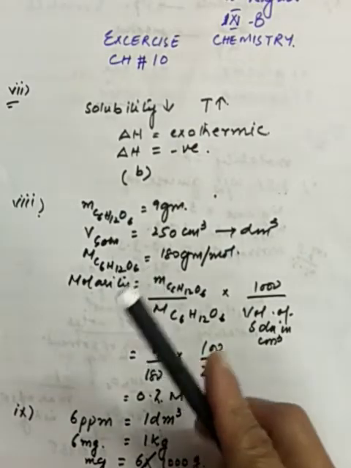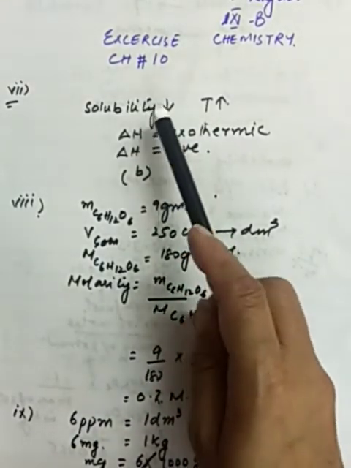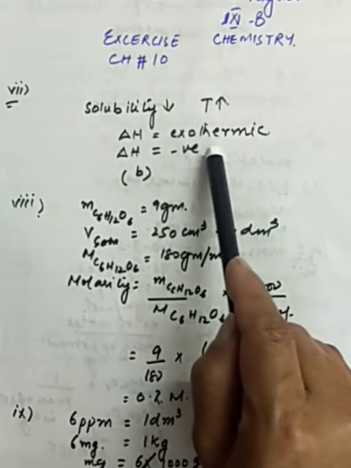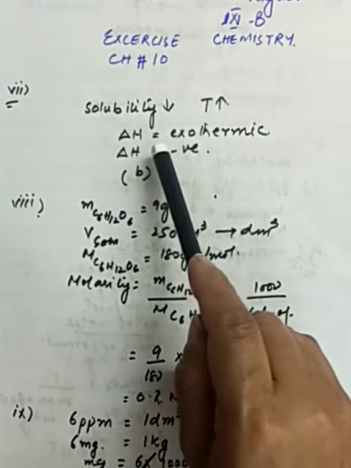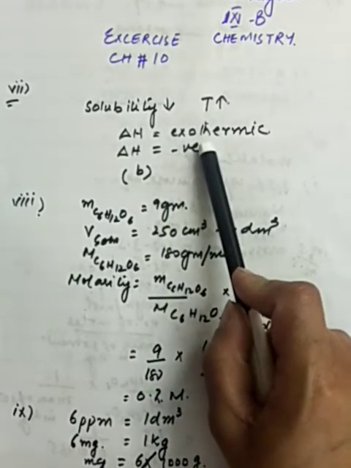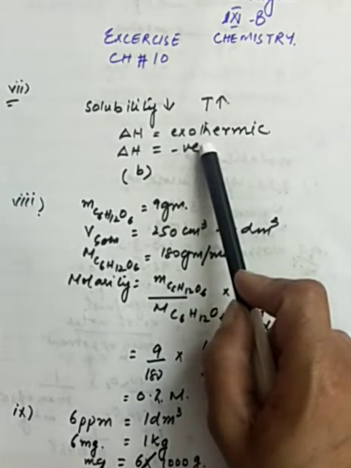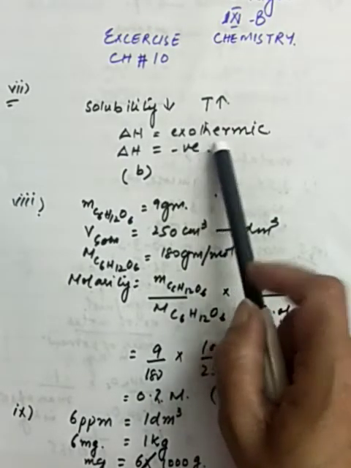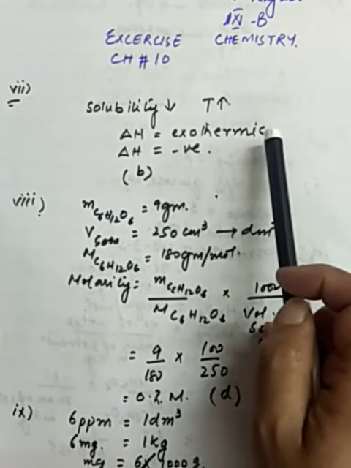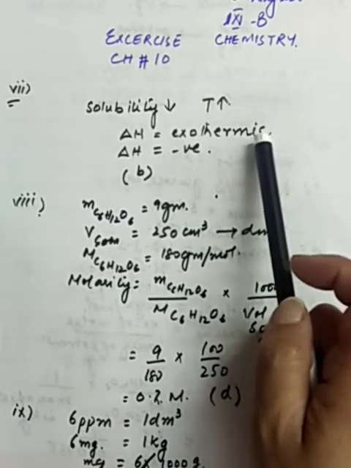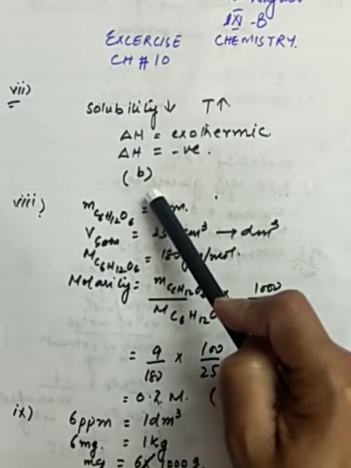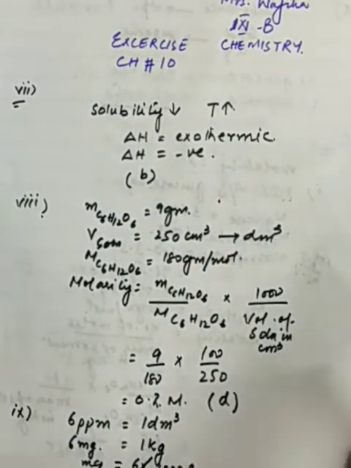Now boys, in this question it is said that the solubility decreases when the temperature increases. It means that delta H is negative and it represents an exothermic reaction. Heat is released, and according to Le Chatelier's principle, an increase in temperature will shift the equilibrium in the backward direction. So option B is the correct option. Boys, you will mark option B.